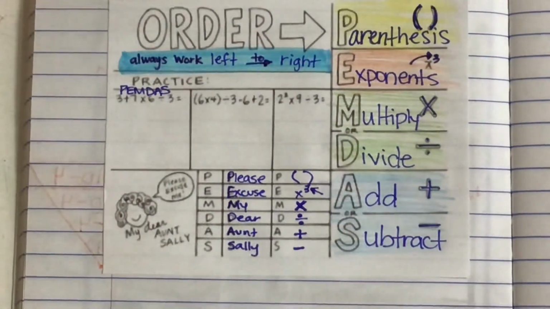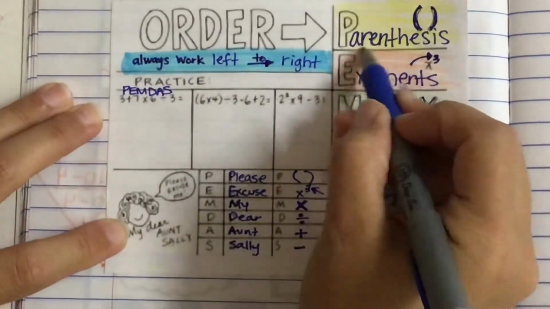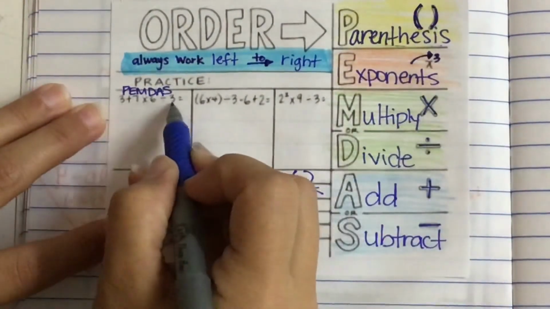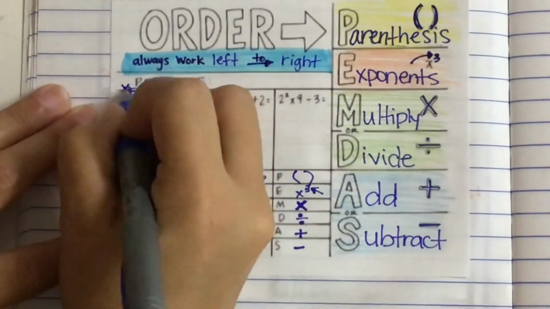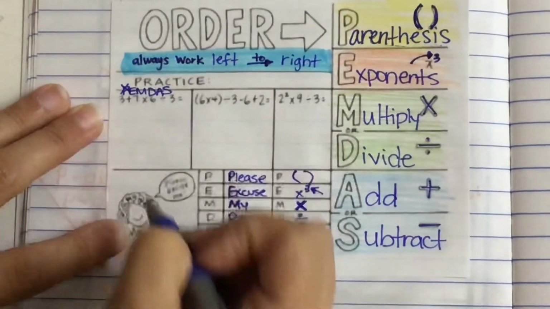All right. So we wrote our PEMDAS up top. So the first thing we're going to scan for is the P, parentheses. Do you guys see any parentheses? No. Nope, so we're going to mark that out. We're not using that acronym today. As we scan here, do you see any exponents?